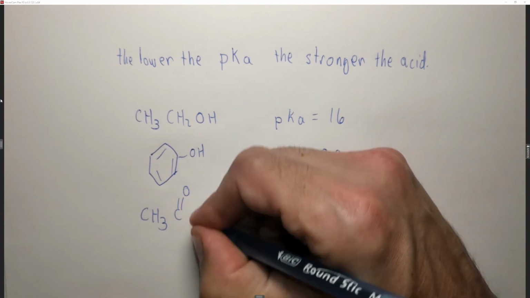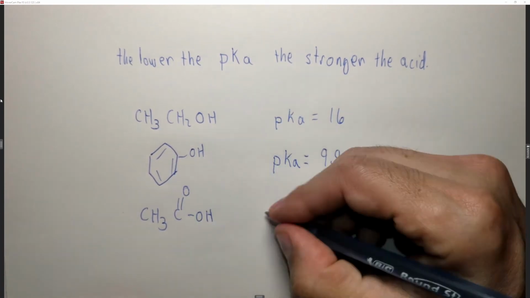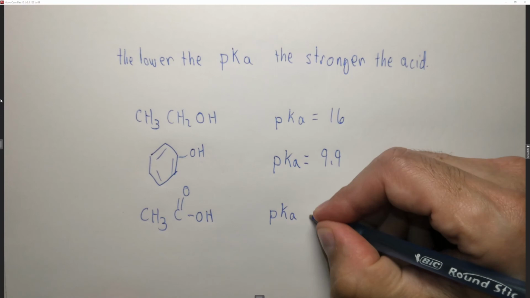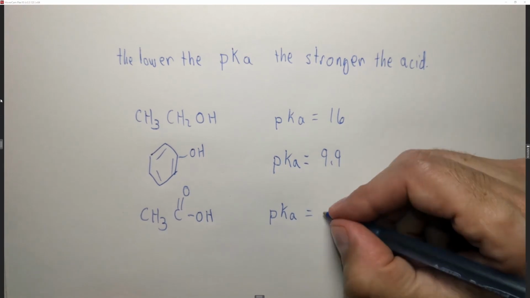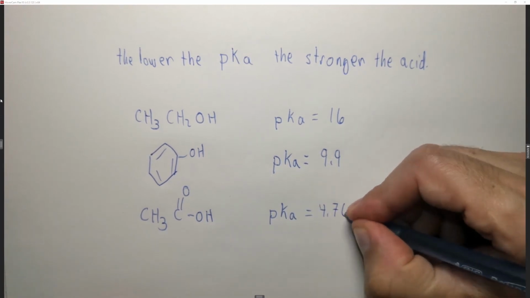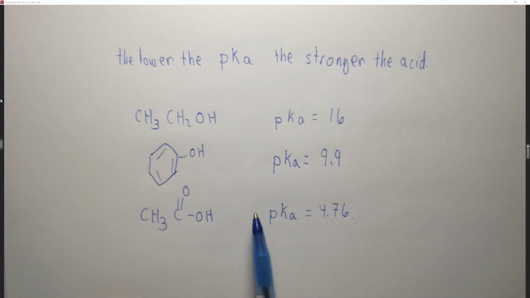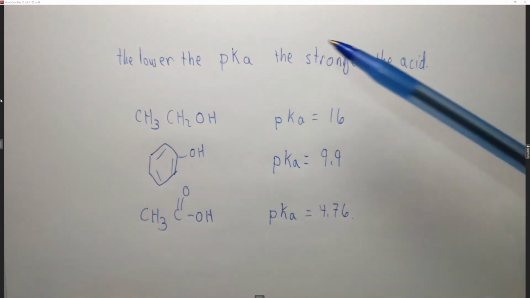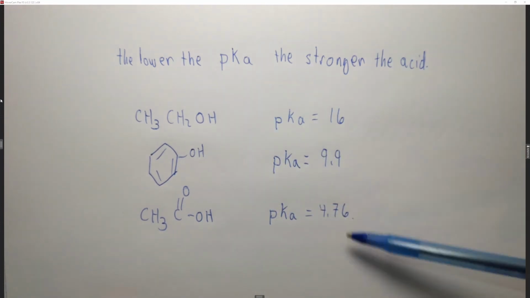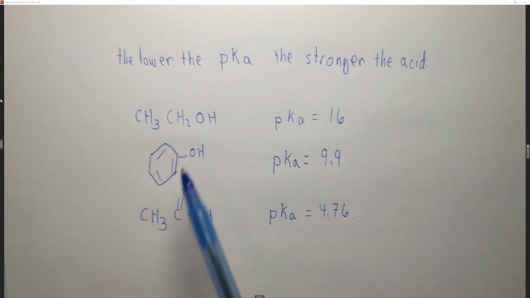CH3, C double bond O, single bond OH. Here, the pKa is equal to 4.76, which you may remember if you took general chemistry in our labs, because we actually use this one and we actually find the pKa of it in a titration experiment. So this is even stronger of an acid than either one of these two. And it's quite a bit stronger, right? About 5 orders of magnitude stronger than this one, which is quite a bit.